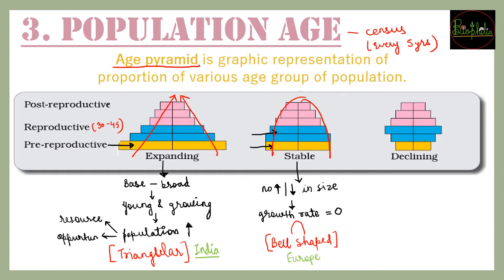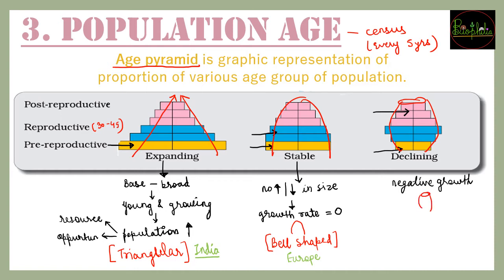The next type of graph is a declining graph. This declining one has a negative growth. Negative growth means their population is going to decrease after a few years because their post-reproductive population is going to be less. Their post-reproductive is less, their pre-reproductive is less, and only their reproductive population is more. Because of that there is a negative growth and it shows a pyramid shape as an urn shape. So this urn shape is considered for the declining population.